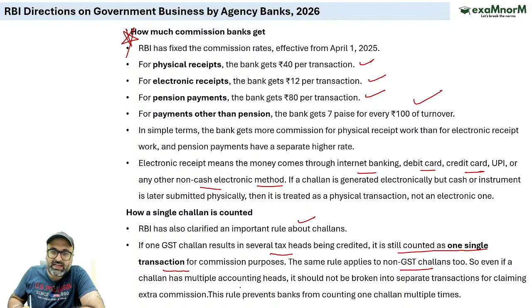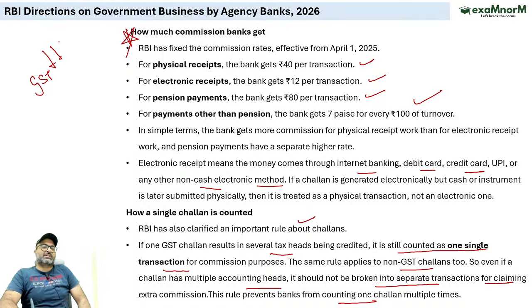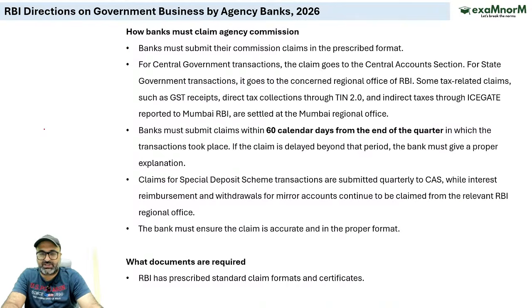So even if challan has multiple accounting heads, it should not be broken into separate transactions for claiming extra commission. The rule prevents bank from counting one challan multiple times. तो अगर आपने एक अथॉरिटी के लिए GST का चालान लिया और उसी पे आपने 10 बार GST रिसीव किया, it will be counted as single transaction only. It won't be counted as multiple transactions every time.